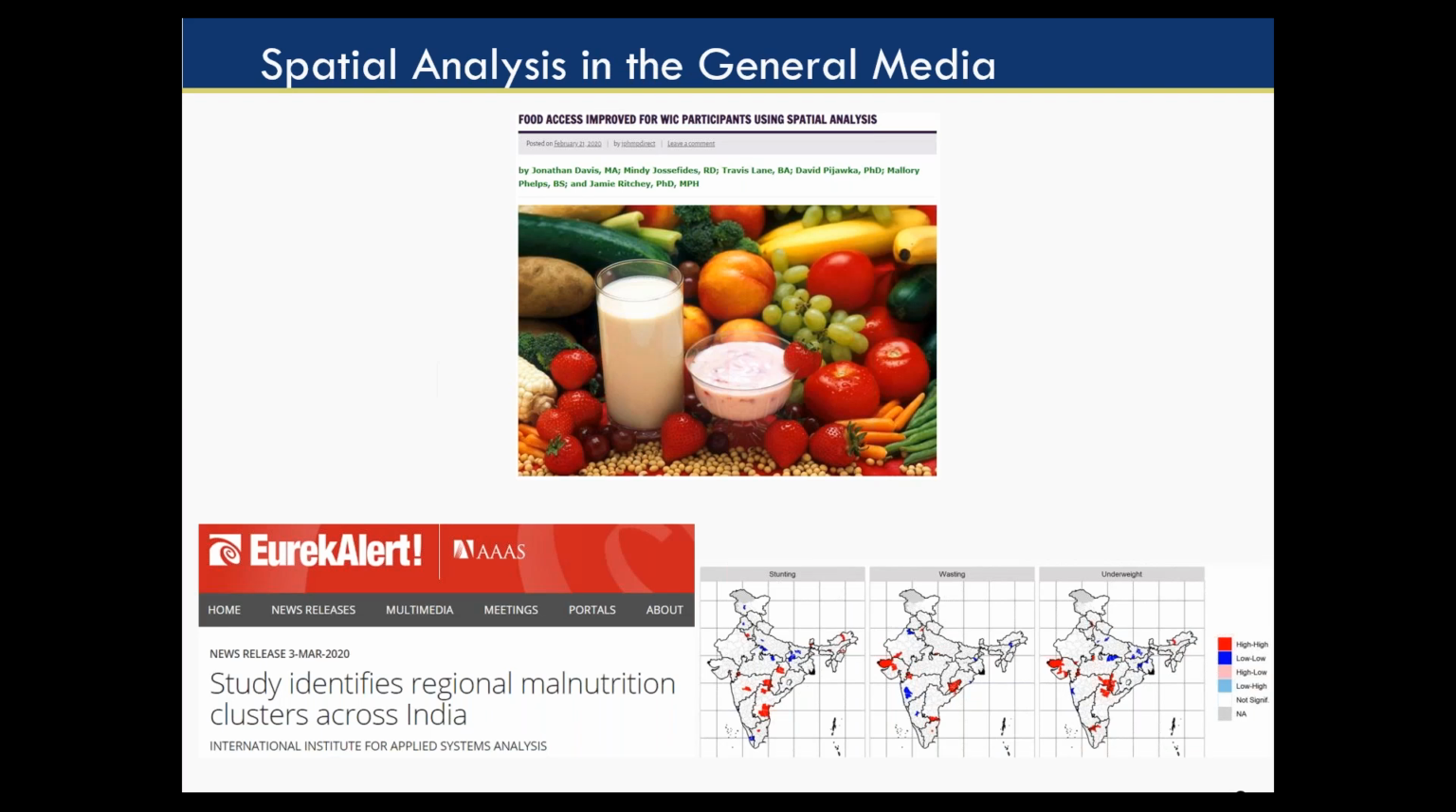So some further examples of what you might see of spatial analysis in the media. The top one is an article about food access improved for WIC participants, which is women, infants, and children, using spatial analysis. It was all about access to healthy foods and where would be the best place to locate a healthy food outlet that could get to most people. And then the study at the bottom here is something we call in spatial analysis cluster detection analysis. This is looking at hotspots of malnutrition across India. And here you can see the identified hotspots of malnutrition and so forth. So just some examples of what you might see of spatial analysis in the general media.